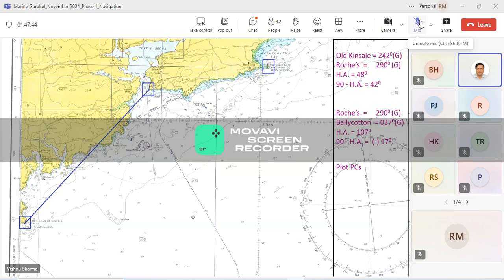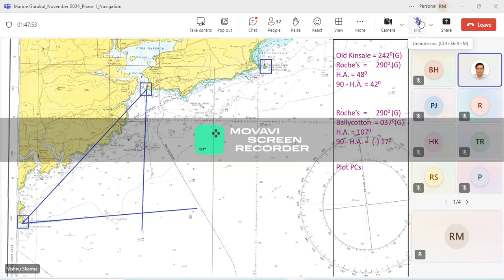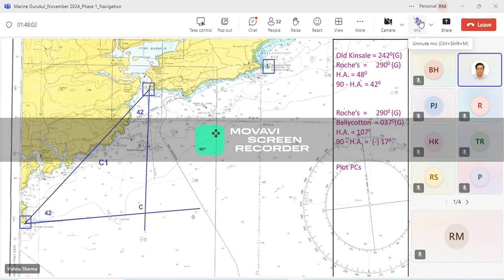Okay, guys. So now we have to draw it towards the ship. We draw this angle of 42 degrees on the side of the vessel. You have all told me the ship is on this side, so I have drawn this 42. These angles are 42. Where do they intersect? They intersect here. This will be the center of the position circle. C is the center of the position circle.